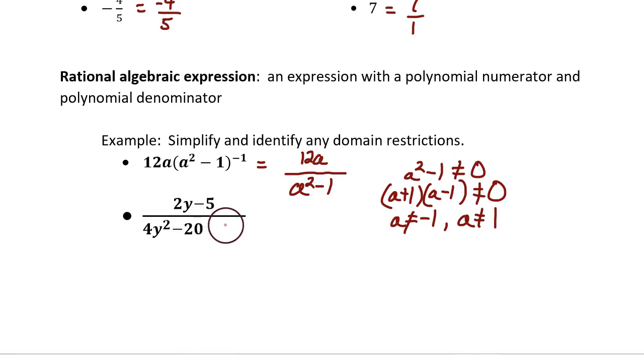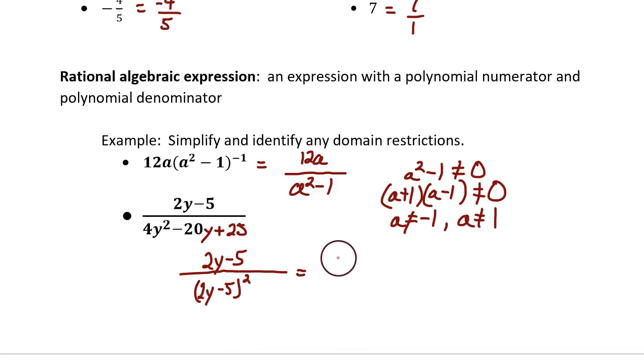Next example. On the video, there's a little bit missing. There should be a y next to the 20, and on the end it should say plus 25. Let's simplify this, first by factoring the denominator. This is a perfect square trinomial, and it factors into a binomial squared. Inside here is 2y minus 5. Notice in the numerator there's a 2y minus 5, which will cancel one of the 2y minus 5s from the denominator, leaving 1 over 2y minus 5.